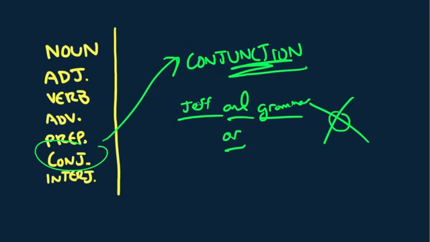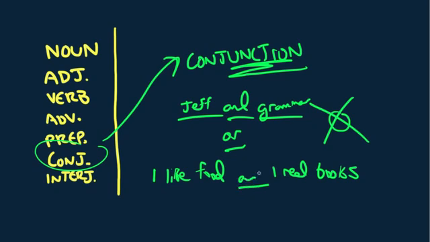Or you can also have sentences, like, I like food, and I read books, and you join them together with an and, sometimes a comma, or a but, or a so. These are things that join the two separate sentences together.